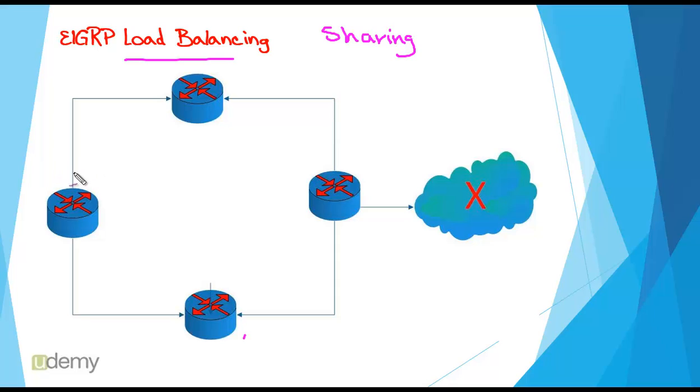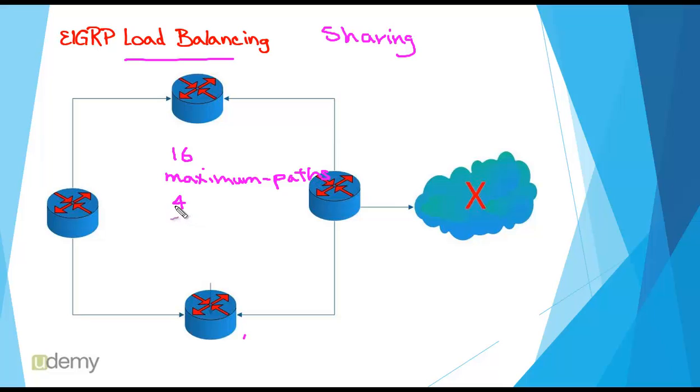EIGRP lets us share our network traffic across up to 16 or more paths. This variable is called maximum paths. The number of maximum paths depends on your IOS and your platform. Formerly, EIGRP provided 6, and now it can provide 16 or more maximum paths. By default, only 4 paths are inserted in the routing table, and if you have more than 4 routes in your topology, you have to change this default value. We will do it in the next slide.